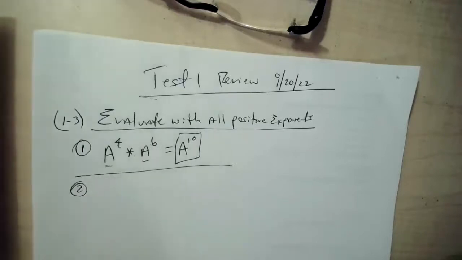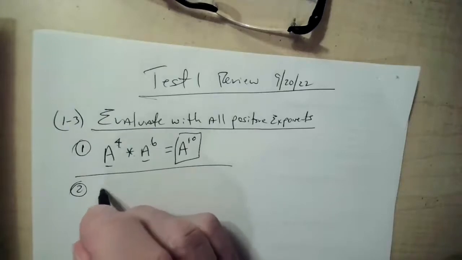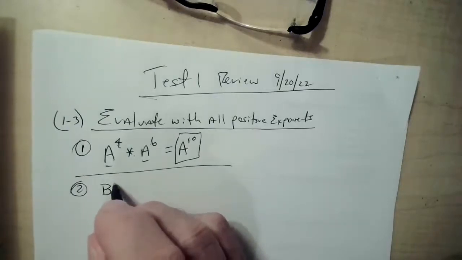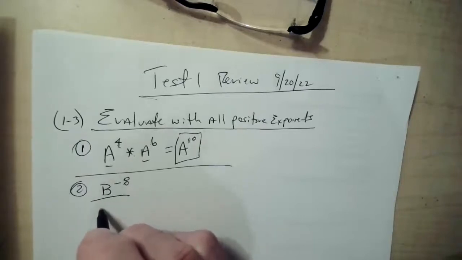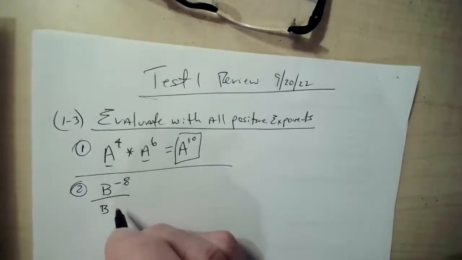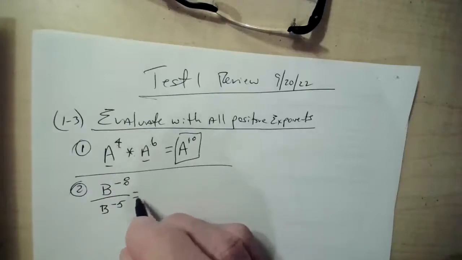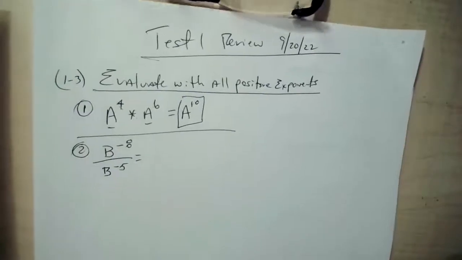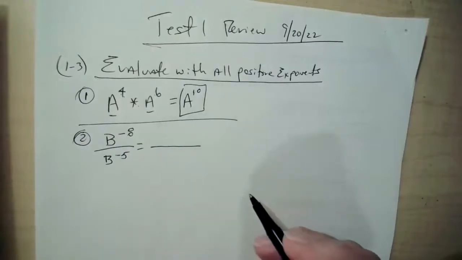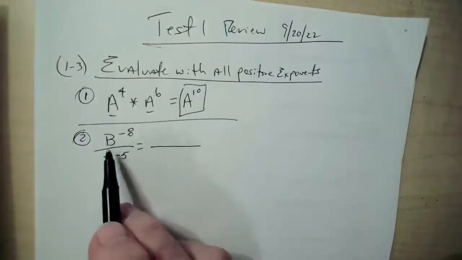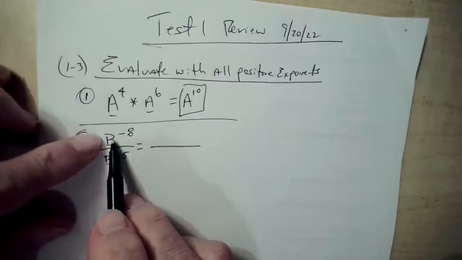Number 2, again, evaluate with all positive exponents. If you have b to the negative 8 divided by b to the negative 5, I think the easiest way of doing this so you don't get fouled up and confused is to draw the fraction bar first and take these one at a time. B to the minus 8.